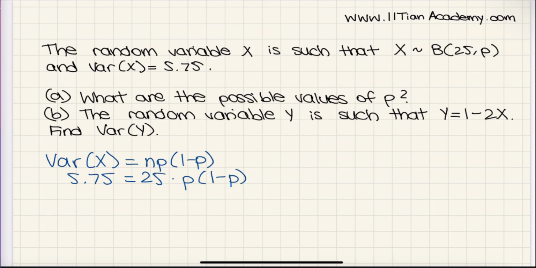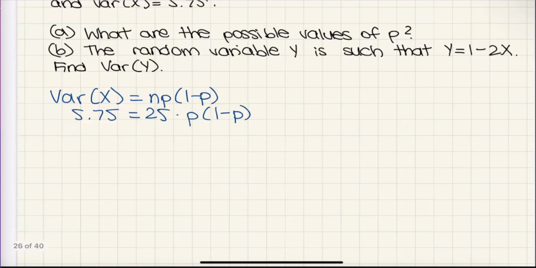And then we need to figure out the possible values of p here. Because the thing is, they need to be between 0 and 1 inclusive, and they also need to match this equation. So all we need to do now is solve this equation.